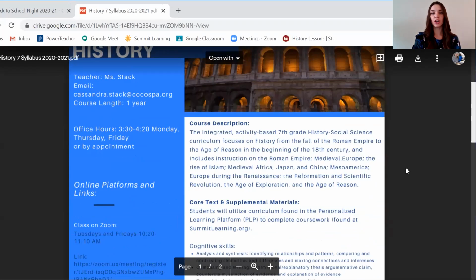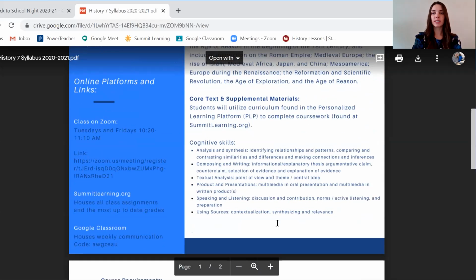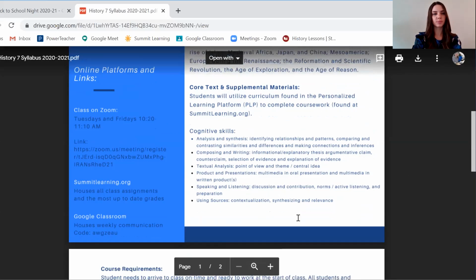This year we'll be studying the Roman Empire. We'll be studying the Age of Reason, starting at the 18th century. We're going to be looking at medieval Europe, the rise of Islam, medieval Africa, Japan, China, Mesoamerica, the Renaissance, the Reformation and Scientific Revolution, the Age of Exploration, and then we'll be ending with the Age of Reason. These are some of the cognitive skills we'll be looking at this year, if you'd like to take a look at this.